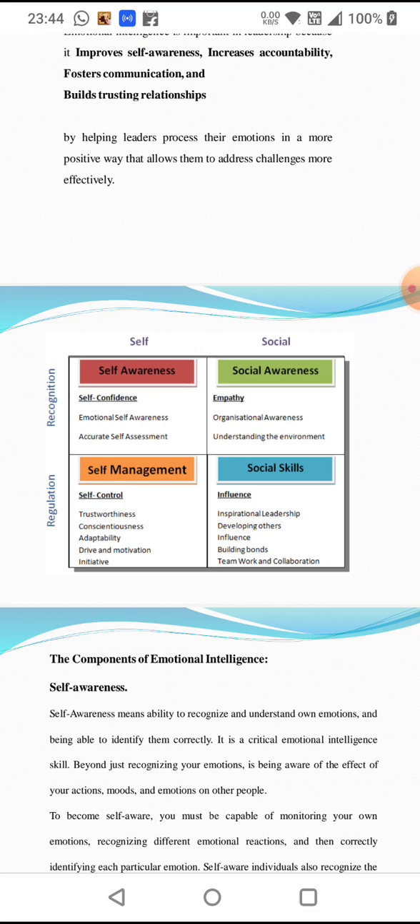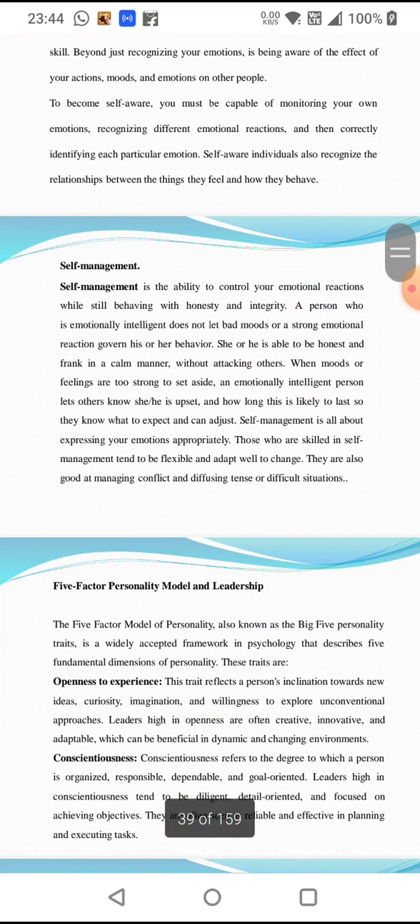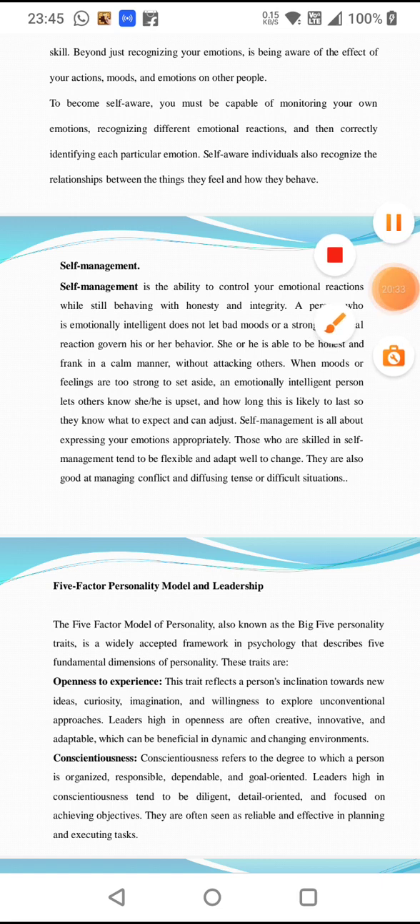Self-management is the ability to control your emotional reactions while still behaving with honesty and integrity. A person who is emotionally intelligent does not let bad moods or a strong emotional reaction govern his or her behavior. She or he is able to be honest and frank in a calm manner without attacking others. So self management is how well you can take care of yourself.